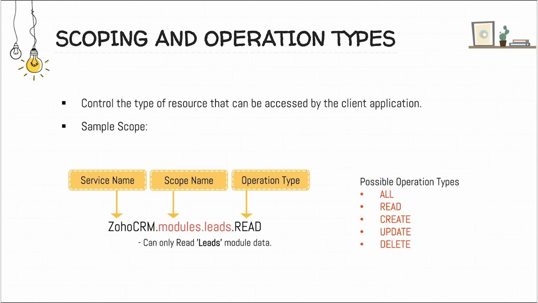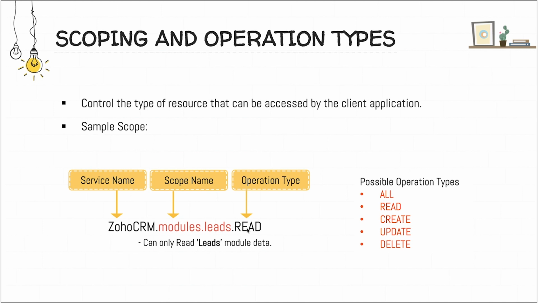And moving on to scoping and operation types. Like I said before, scopes are pretty important when you're generating a grant token. Let me give you a quick example of a scope, like what you see here: Zoho CRM.modules.leads.read. This would be a scope where the leads module is read only. You'd not be able to edit or create any information.